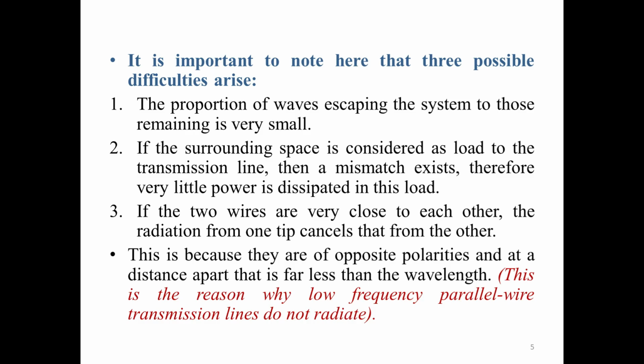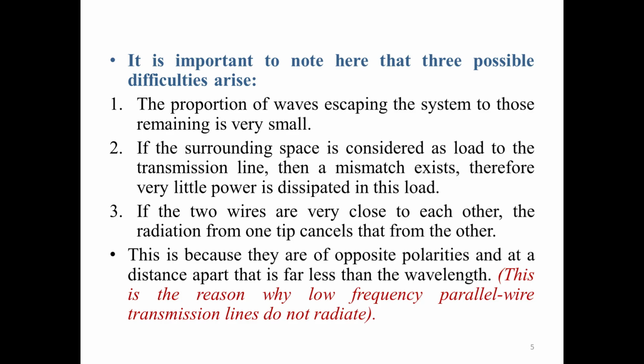It is important to note here that three possible difficulties arise. 1. The proportion of waves escaping the system to those remaining is very small. 2. If the surrounding space is considered as load to the transmission line, then a mismatch exists. Therefore, very little power is dissipated in this load.